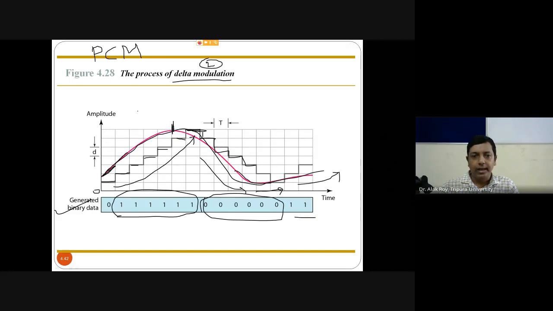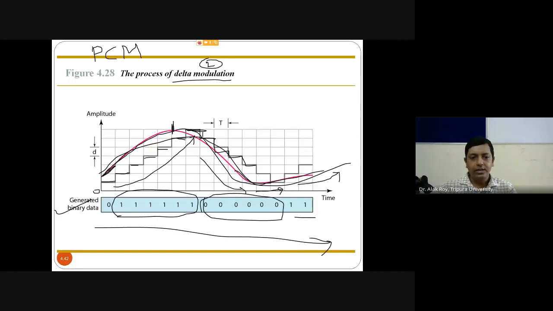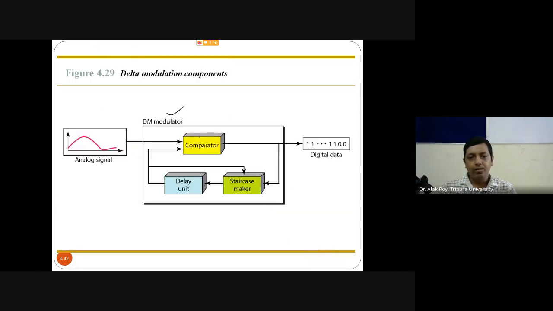So from an analog signal of this form you are able to get a bit stream. It is only done with the help of a comparator. The modulator of delta modulation has a comparator which compares each and every level. The comparator compares the analog signal level and generates digital data.